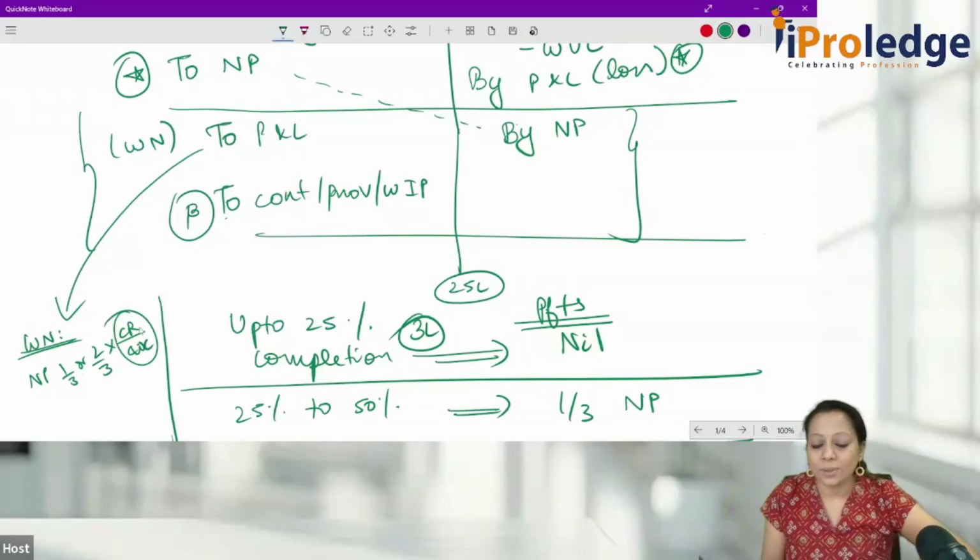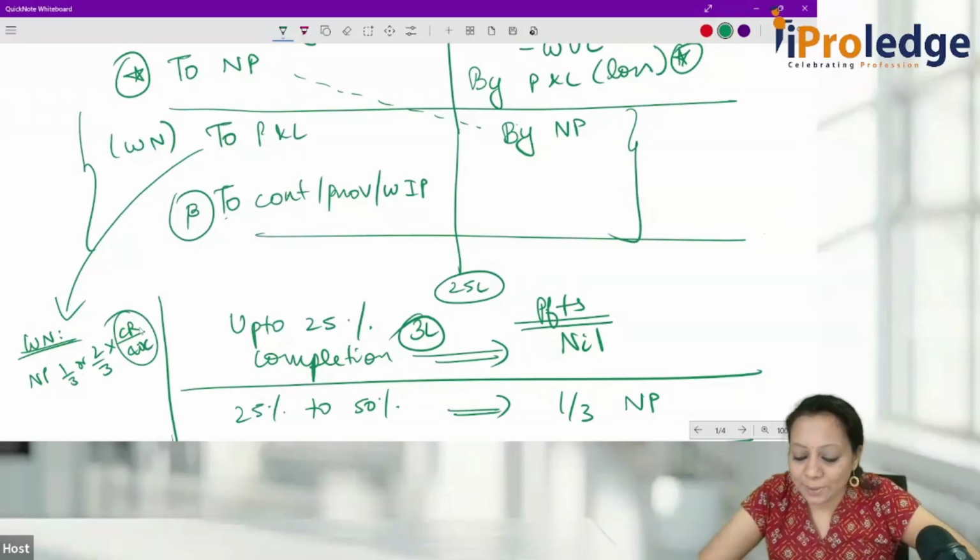That's all, dears. So, this is how we will do the working note. The rest you can actually understand when we are doing the problems. Okay. So, now we will proceed.